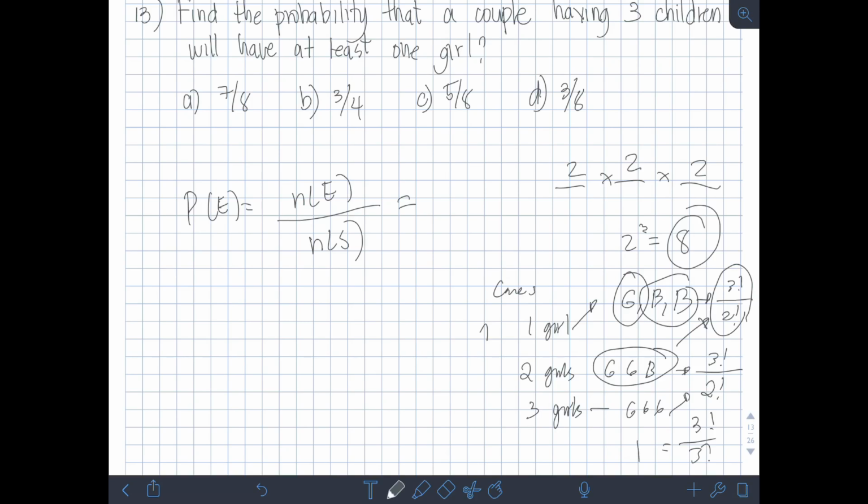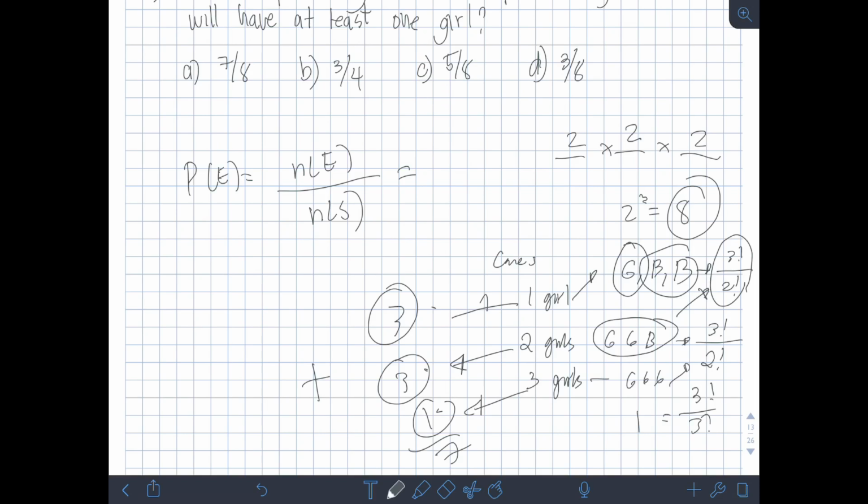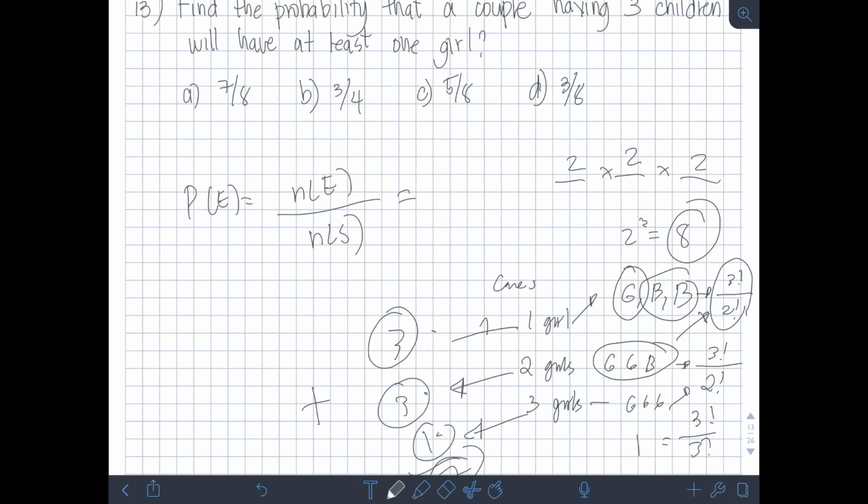So, therefore, ano yung 3 factorial over 2 factorial? 3, right? So, for case 1, meron tayong 3 ways. Sa case 2 na 2 girls, meron din tayong 3 ways. Tapos, sa 3 girls, meron tayong 1 way lang. So, ilan yung total nito? 3 plus 3 plus 1 equals 7. So, therefore, ito yung number of elements natin dun sa event natin. So, therefore, we have 7 over 8.